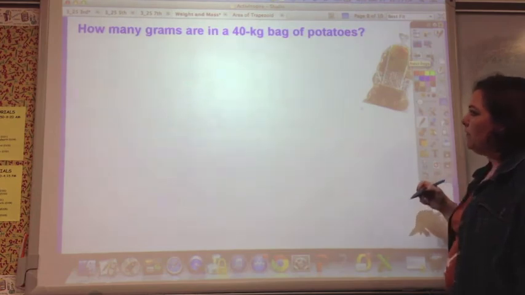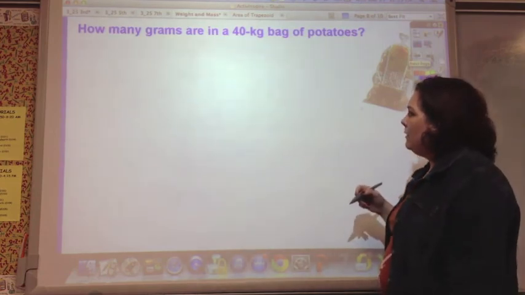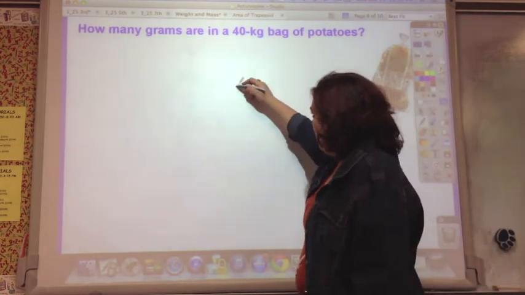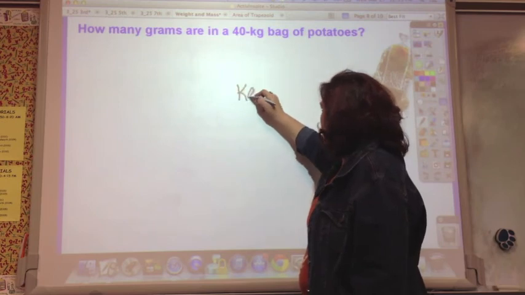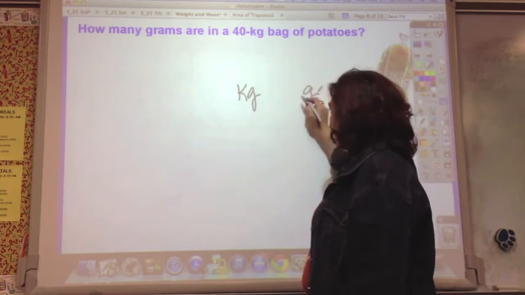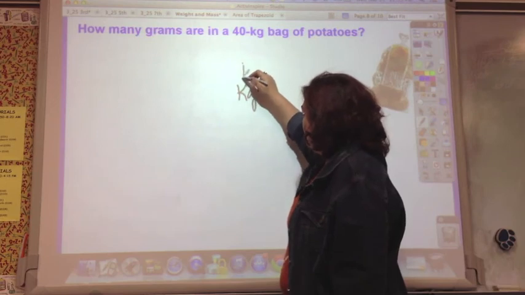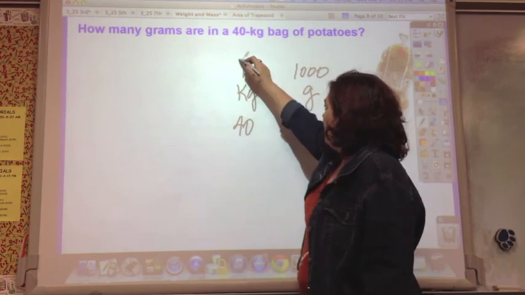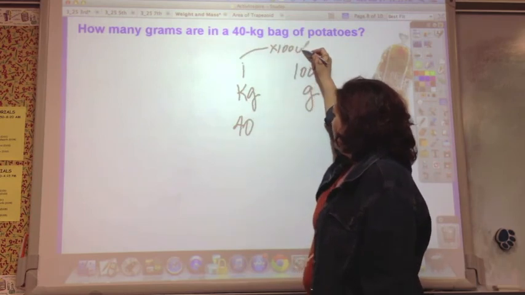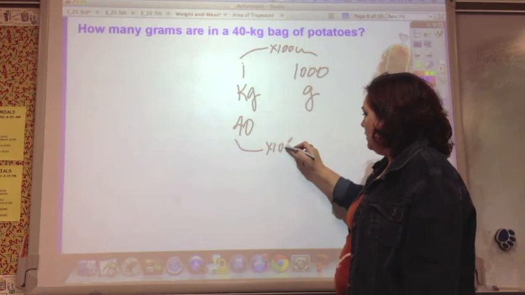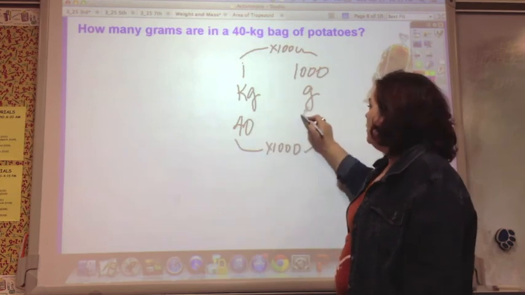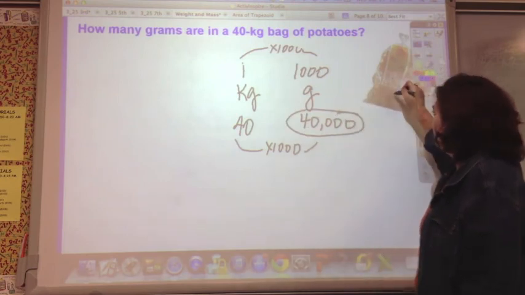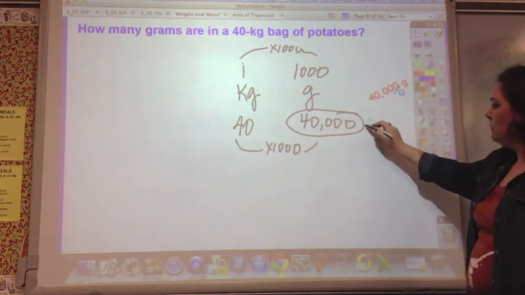How many grams are in a 40 kilogram bag of potatoes? If we're going from kilograms to grams, there's 1 kilogram to 1,000 grams, and I've got 40 kilograms. This is times 1,000, so that's 3 places to the right. So 40 and then 3 places to the right would be 40,000 grams. I should label that.